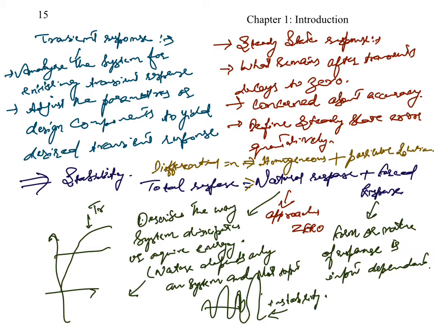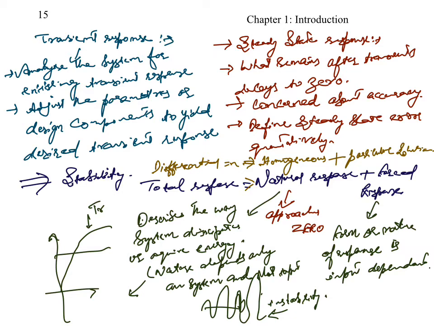And in the steady state we are concerned about accuracy. When we press the button and we want the lift to be at the 4th floor, we exactly want it to be at the 4th floor. It should be accurate. And we can define the steady state response quantitatively by the steady state error. So these two responses are very important from the stability point of view.